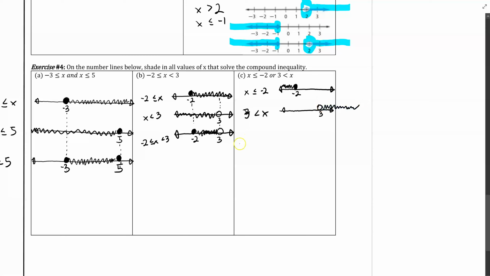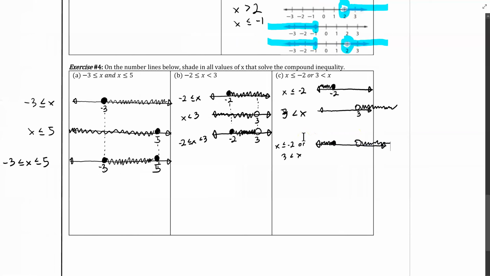So the intersection, x is less than or equal to -2, or 3 is less than x. So did I say intersection? I meant to say union. So if you put the graphs on top of each other, that's the union. The first graph on top of the second graph.